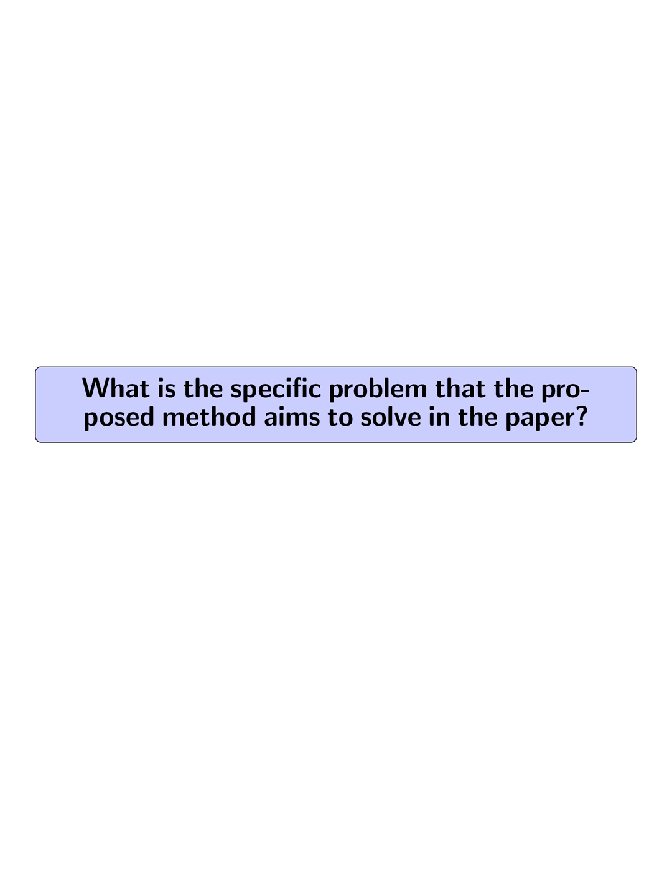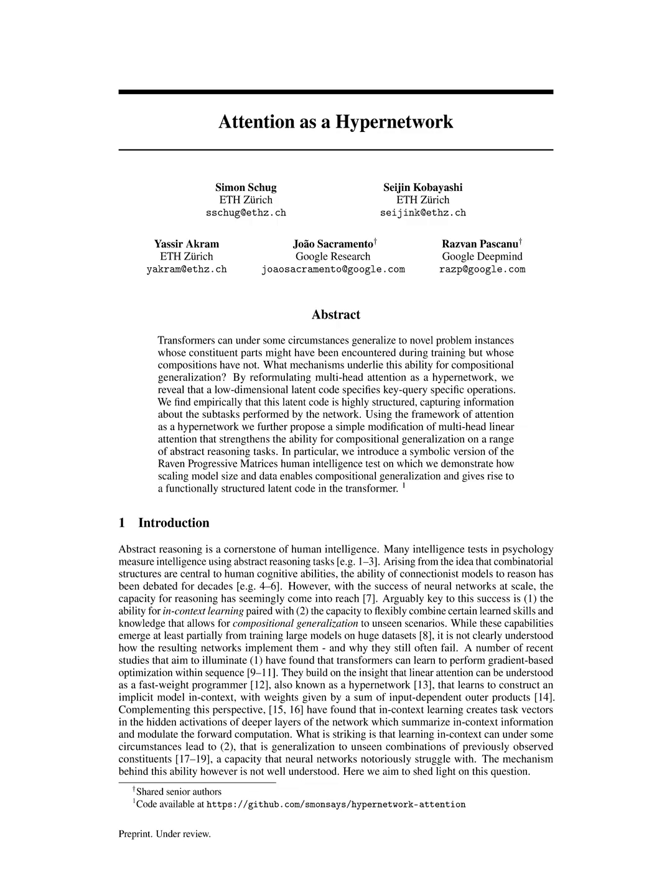What is the specific problem that the proposed method aims to solve in the paper? The specific problem that the proposed method aims to solve in the paper is to shed light on the mechanism behind the ability of neural networks, particularly transformers using multi-head attention, to achieve compositional generalization to unseen scenarios.